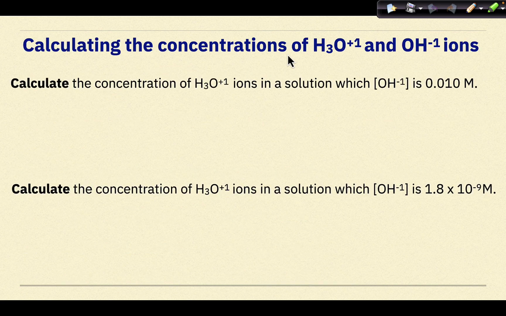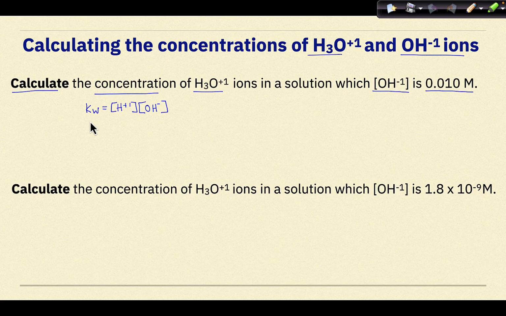Calculating the concentrations of hydronium and hydroxide ions. Please make sure that you have your AP Chemistry reference tables available while we're doing this, since many of these formulas can be found on that reference table. Calculate the concentration of hydronium ions in a solution where the hydroxide ion concentration is 0.01 molar. The first thing that we're going to do is write the formula Kw is equal to hydrogen ion concentration times hydroxide ion concentration.